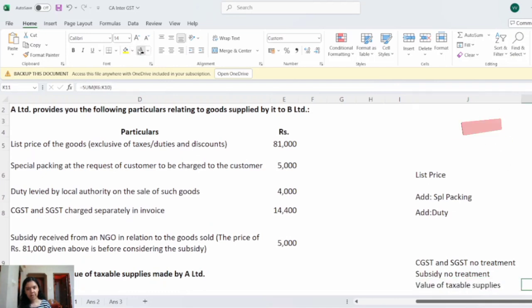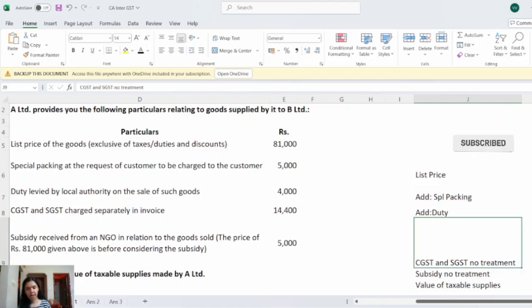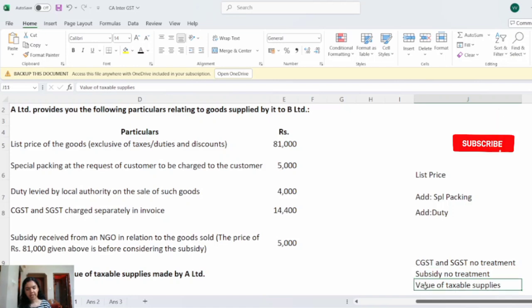So the value of taxable supply will be 90,000 in this case. List price 81,000. Add special packing rupees 5,000. Add duty rupees 4,000. CGST and SGST will not be included. And for subsidy also, no treatment is required since it is already included in this price, because they have specifically given that the price of 81,000 is before considering the subsidy. Hence the value of taxable supply is 90,000 in this case.